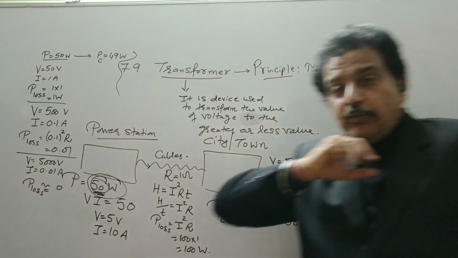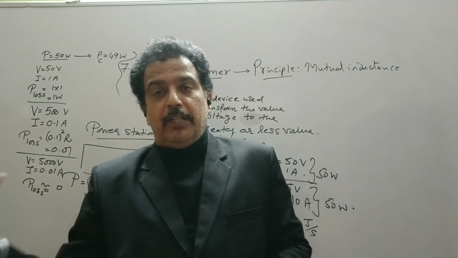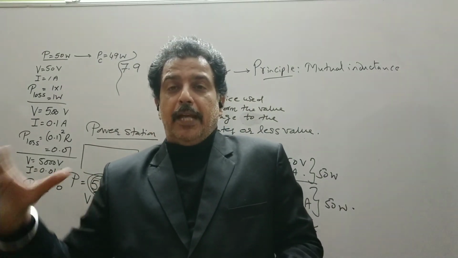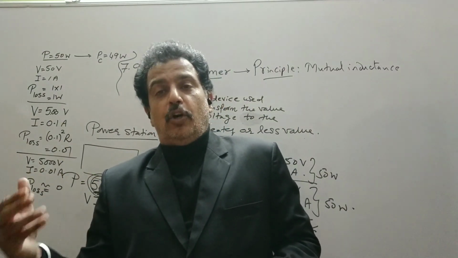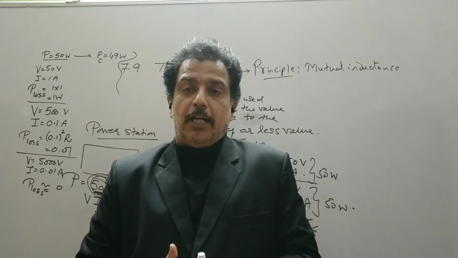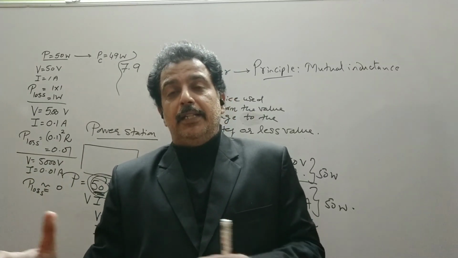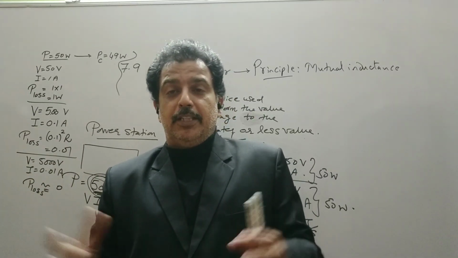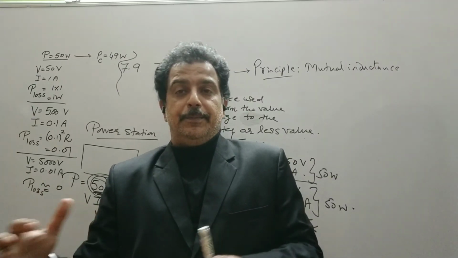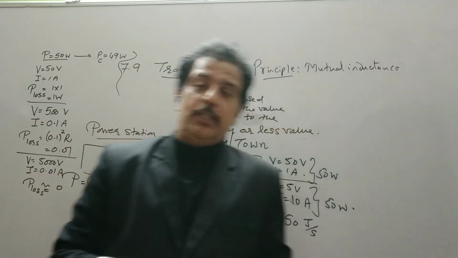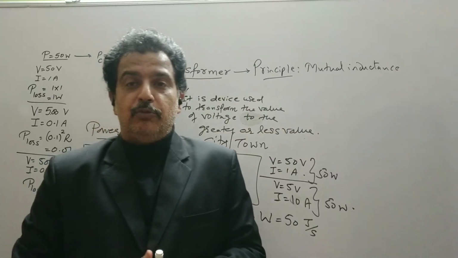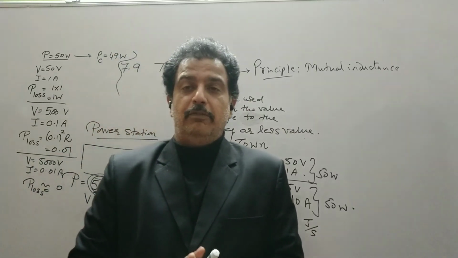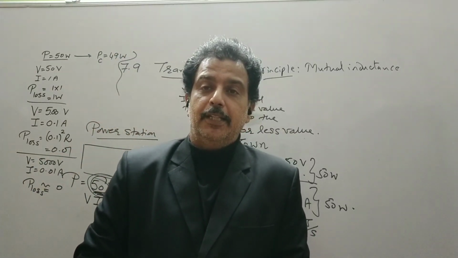So the current will be passed through one of the coils, as we have studied in the previous chapter, and the induction will take place, or EMF will be induced in the other coil. And by changing the number of turns in these two coils, the input voltage and the output voltage will be changed. So we will continue this transformer in the next lecture.